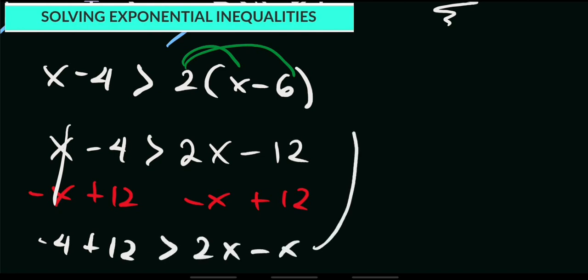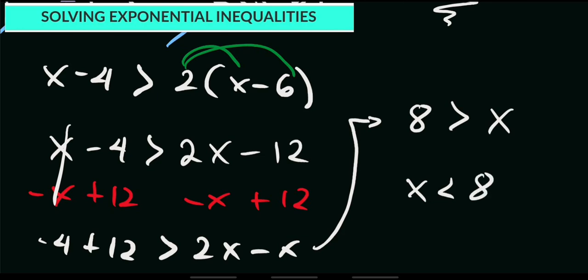Okay, so simplify natin to. Negative 4 plus 12 is equals to positive 8. Okay, that is positive 8. And that is greater than 2x minus x, right? So that is equals to x. So that is actually the answer. Pero pag nirelate natin, the answer is x is less than 8. So that is our final answer.